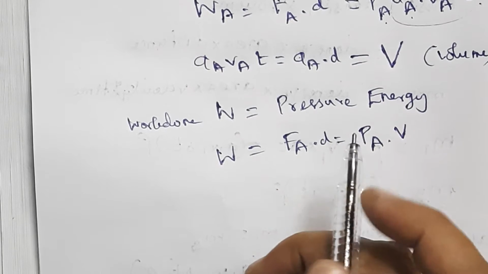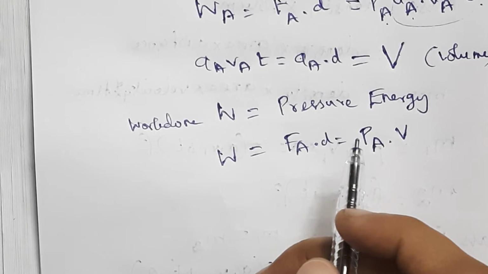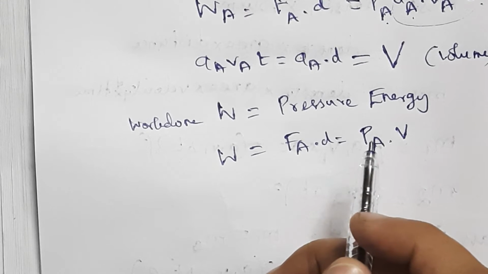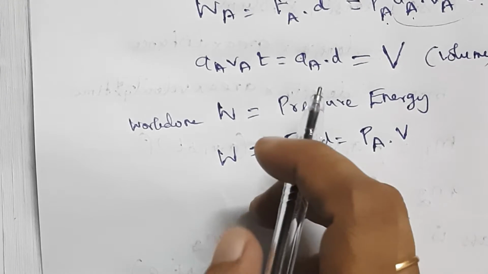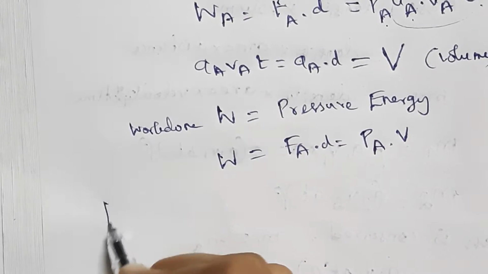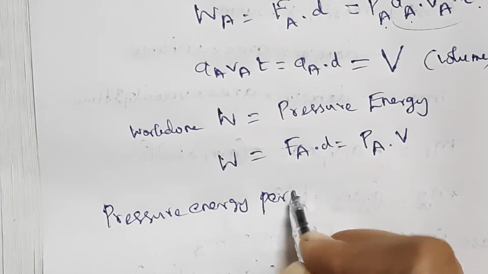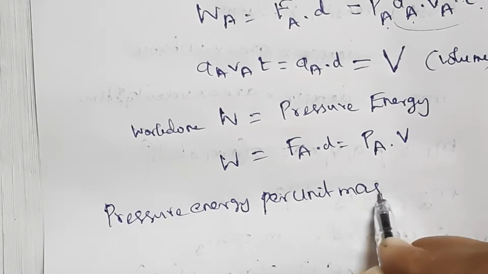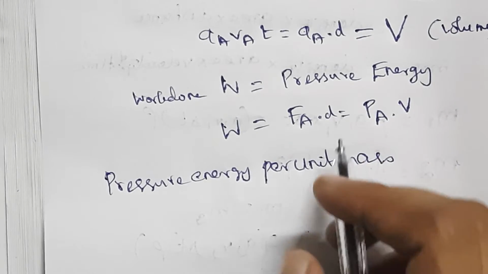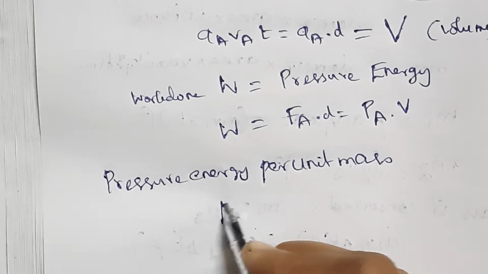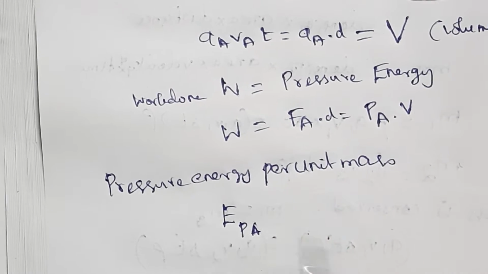Now pressure energy per unit mass. Actually, in Bernoulli's theorem, the sum of the kinetic energy, potential energy and pressure energy per unit mass of an incompressible liquid remains constant. So we are going to find out first the pressure energy per unit mass. Pressure energy per unit mass at A can be written as, that we can denote as EPA.